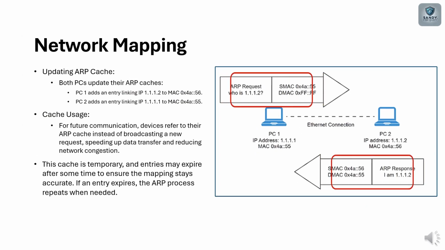Updating ARP cache. Both PCs update their ARP caches. PC1 adds an entry linking IP 1.1.1.2 to MAC 0x4A56. PC2 adds an entry linking IP 1.1.1.1 to MAC 0x4A55. Cache usage. For future communication, devices refer to their ARP cache instead of broadcasting a new request, speeding up data transfer and reducing network congestion. This cache is temporary, and entries may expire after some time to ensure the mapping stays accurate. If an entry expires, the ARP process repeats when needed.